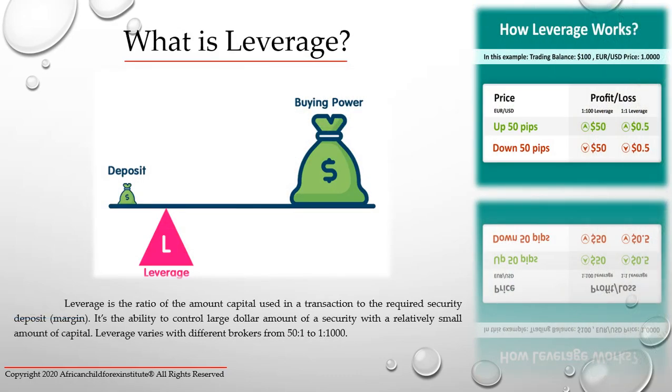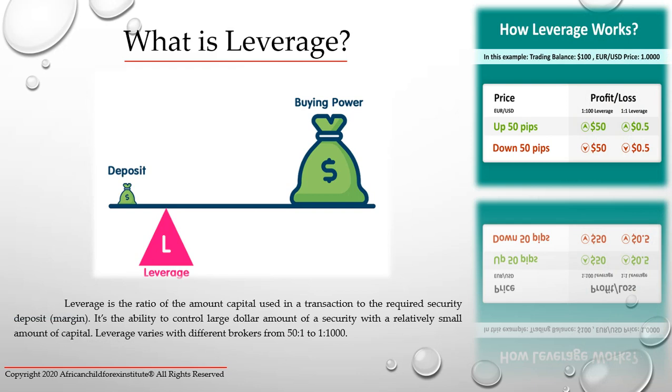Now, what is leverage? Leverage is a ratio of the amount of capital used in a transaction. It's more like the literal word itself, meaning buying power, the capacity to do more in the market. It varies from different brokers, from 50:1 to 1:1,000, meaning if you have $10 in your account, with a high leverage your broker can give you the ability to trade as though you have about $100 to $1,000 in your account. They're giving you the ability to buy more.